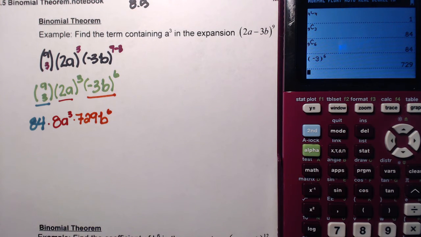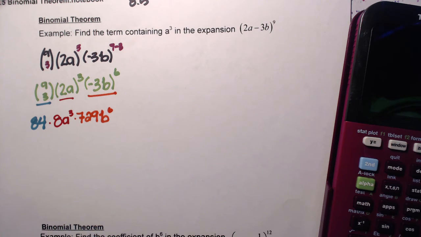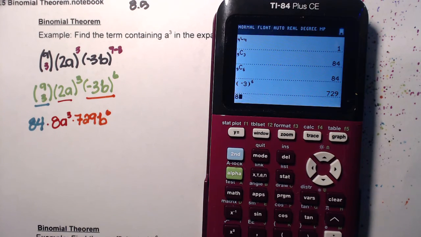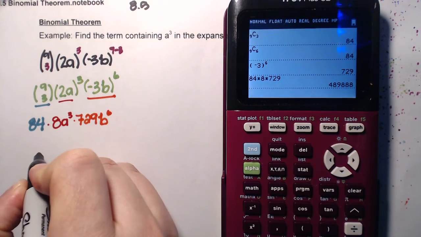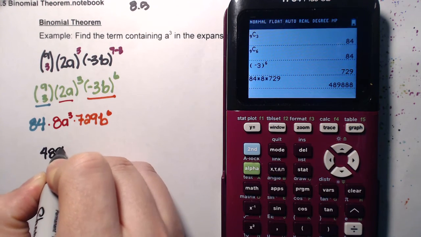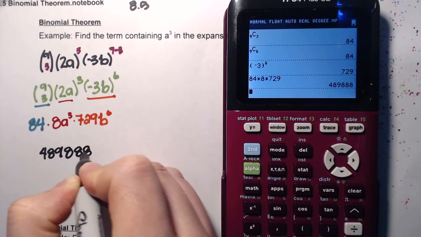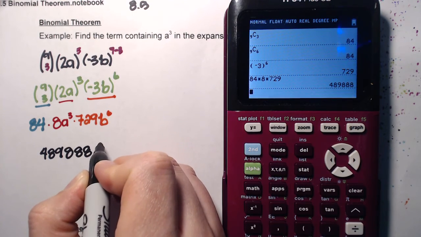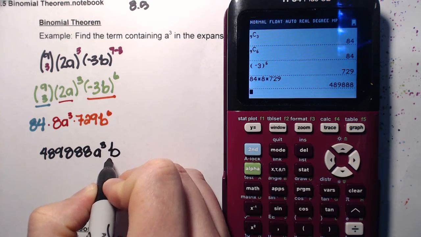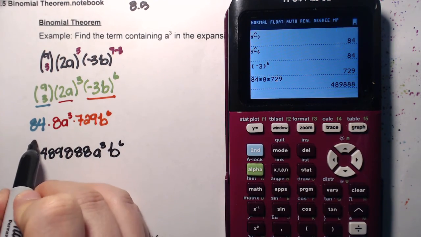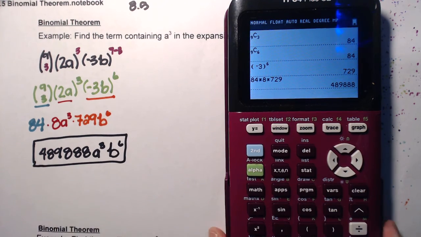Of course, they're right by the way. Okay, so then you just multiply it all together. So we've got 84 times 8 times 729, which is a big number. 489888 a to the third, b to the sixth. And then that would be your answer because you were just looking for that one term.